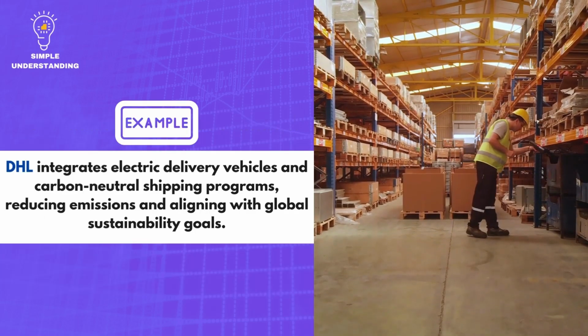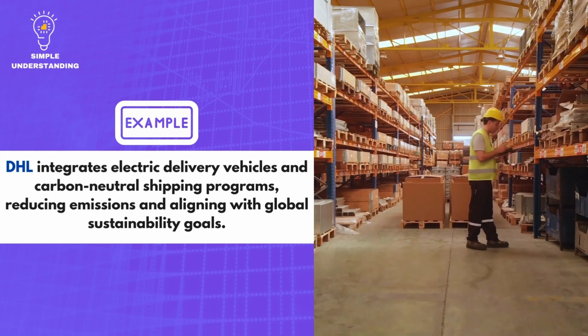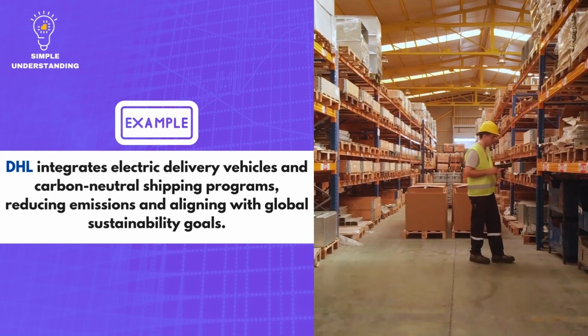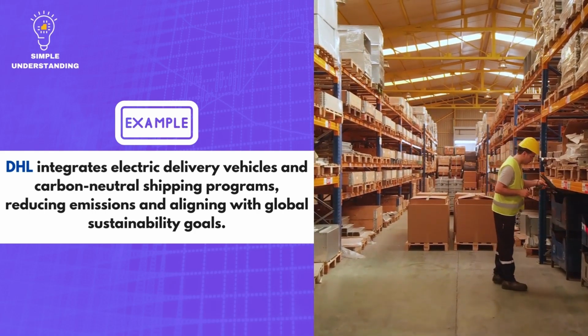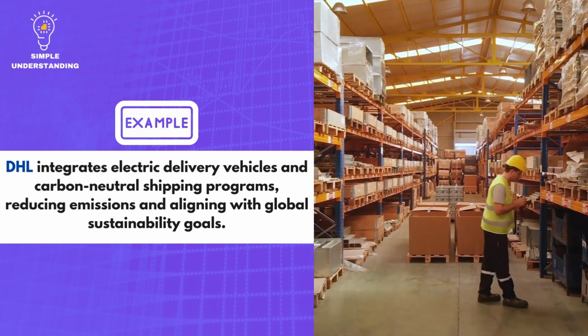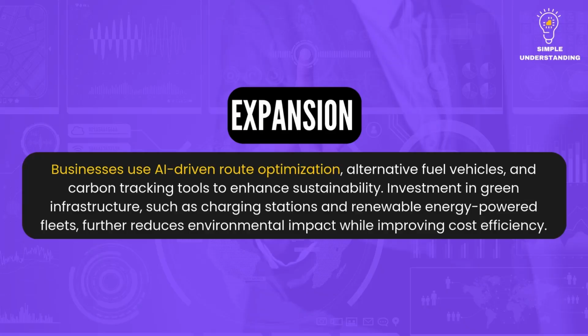Real company example. DHL integrates electric delivery vehicles and carbon-neutral shipping programs, reducing emissions and aligning with global sustainability goals. Expansion. Businesses use AI-driven route optimization, alternative fuel vehicles, and carbon tracking tools to enhance sustainability. Investment in green infrastructure, such as charging stations and renewable energy-powered fleets, further reduces environmental impact while improving cost efficiency.